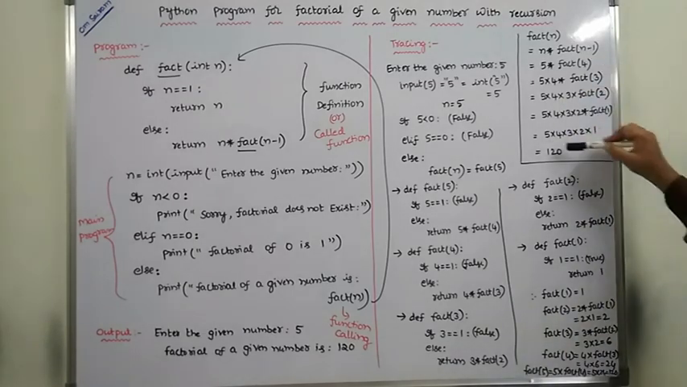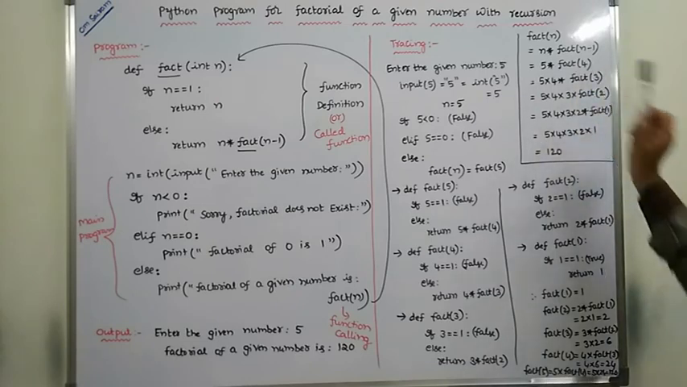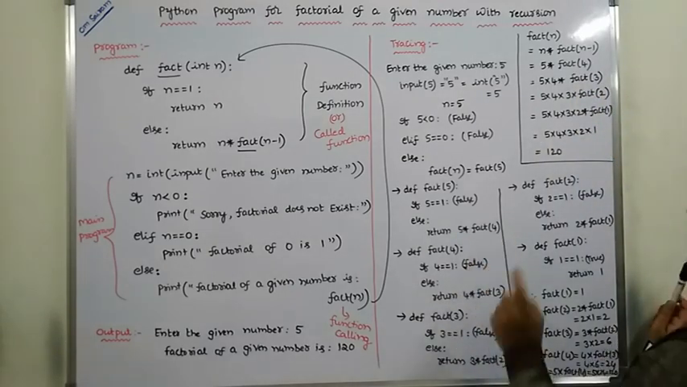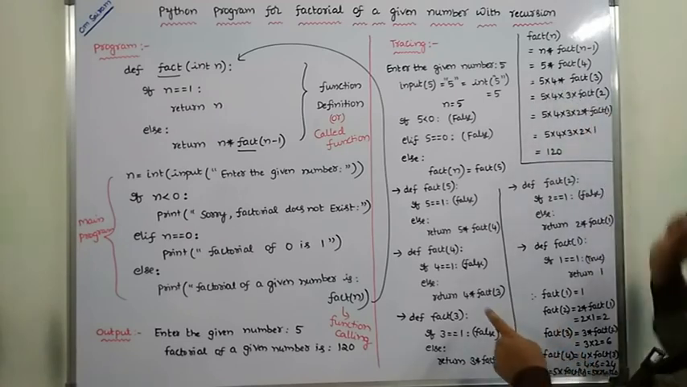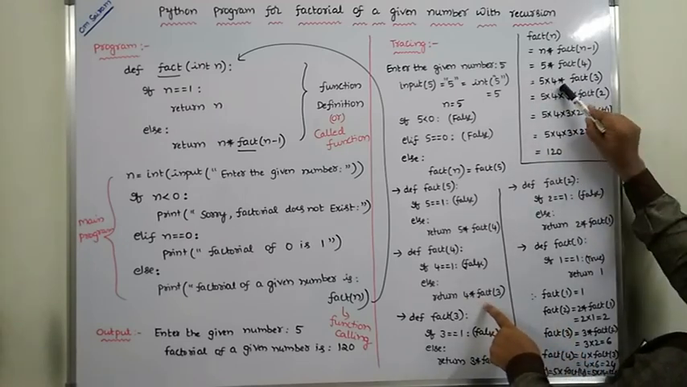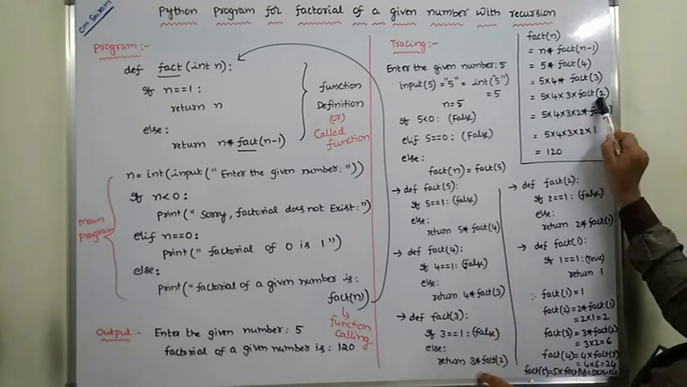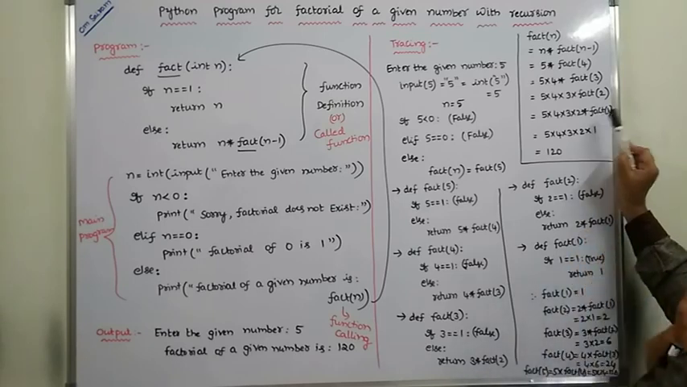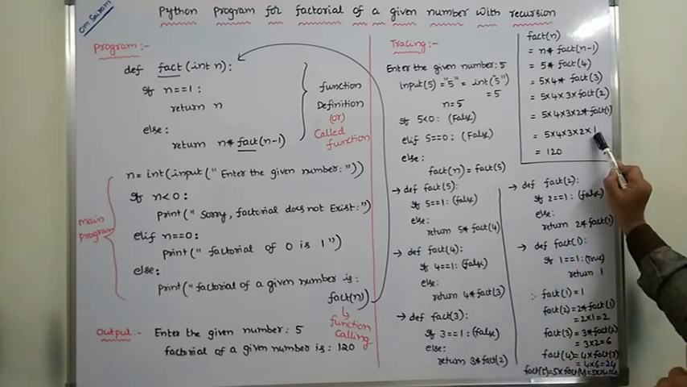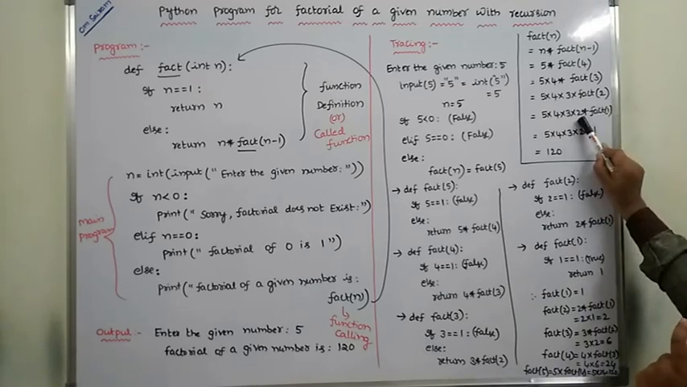Here we have to follow the same approach. So 5 into fact of 4. Next, 4 into fact of 3. Next, 3 into fact of 2. Next, 2 into fact of 1. Next, here fact of 1 value is equal to 1. 2 into 1 is equal to 2.